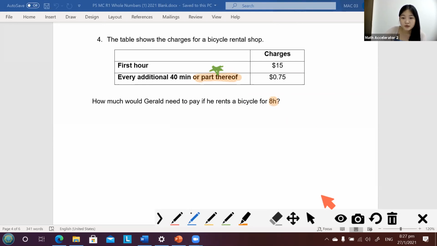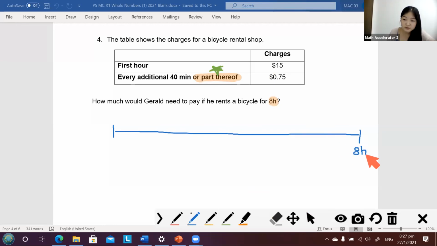This is a type of question that you would want to draw a number line. It will help you out if you have the number line, or timeline. We want to reach 8 hours, and we start from 0 hours. So first of all, the first hour is $15. So refer to your table over here. $15 is the first hour. So let's move forward by 1 hour.